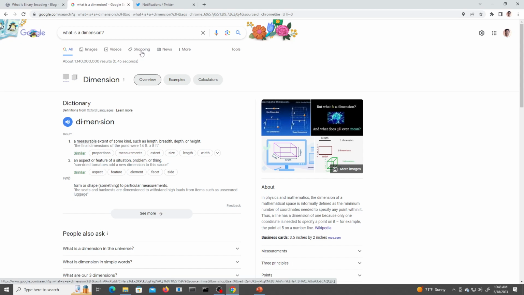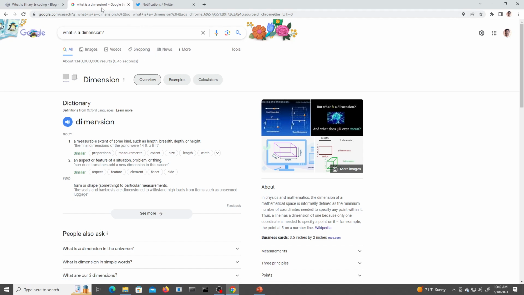Length versus depth is definitely a different feature or thing within an object. They're similar. Length and depth can sometimes be interchanged, especially if it's a cube, a sort of equilateral object. So very different, but very similar at the same time.